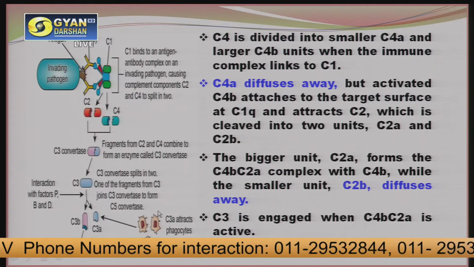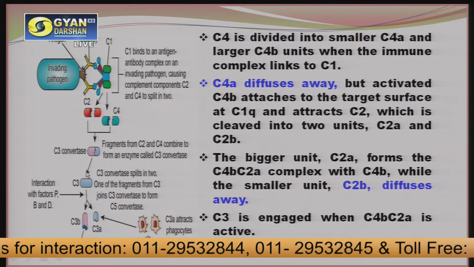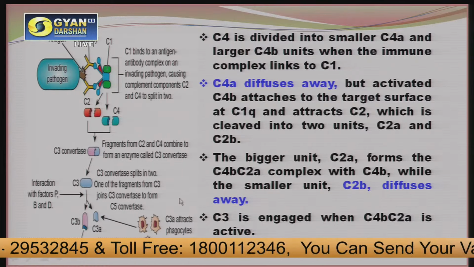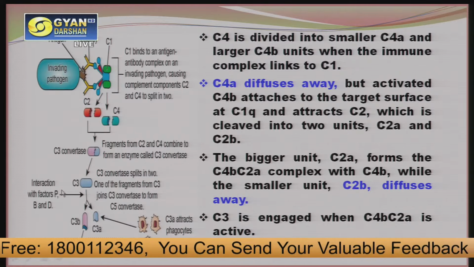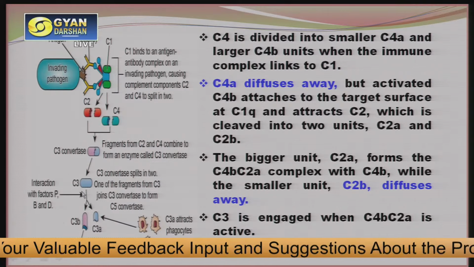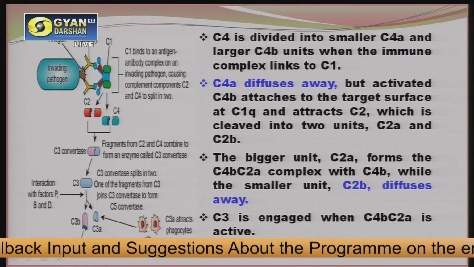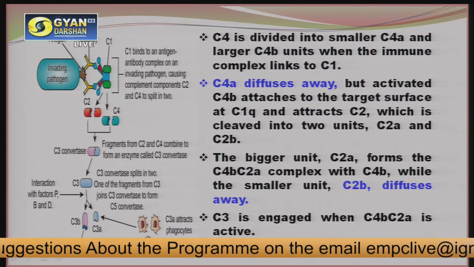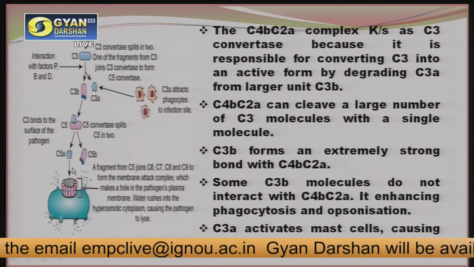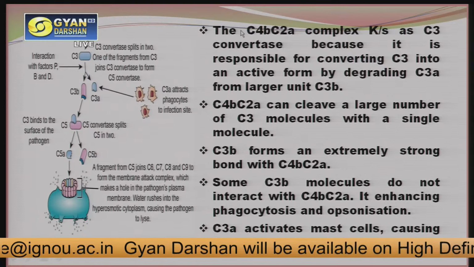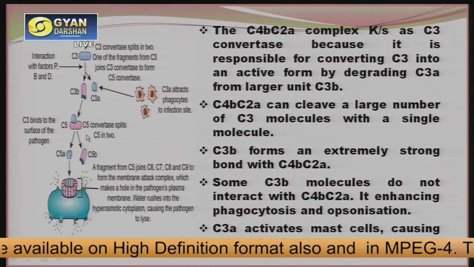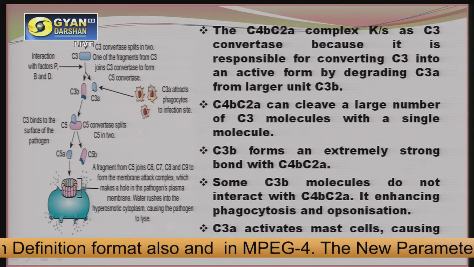C3 engages when the C4b and C2a are activated. So these are the cascade-type reactions involved in the complement system. Ultimately the MAC will form, or they can kill the pathogens. And it is a cascade. I have already discussed it is a cascade type of reaction. In this cascade, the C4b-C2a complex is known as the C3 convertase. So here is the C3 convertase.